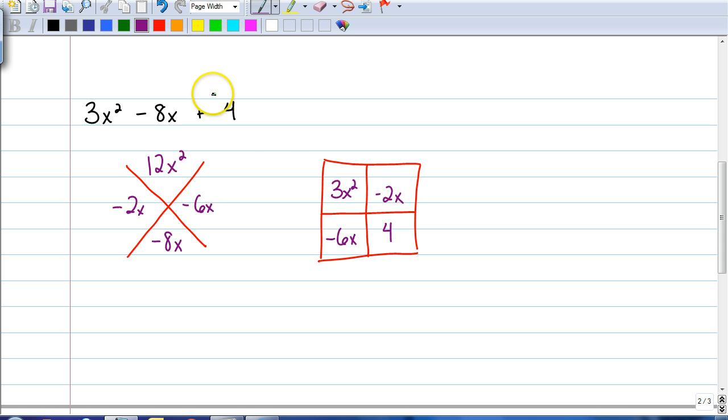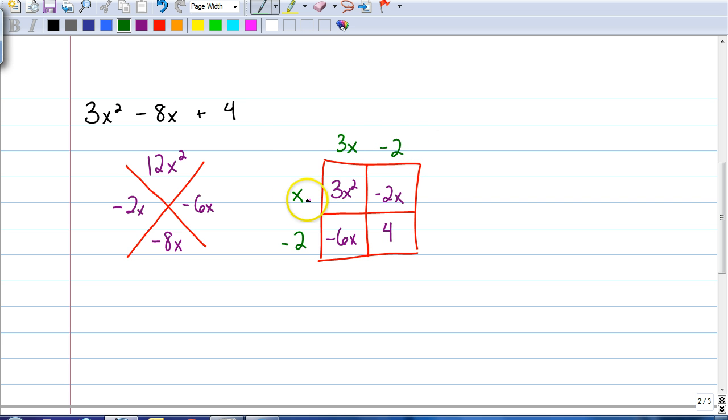So we're going to factor out here in the first row, we factor out an x. In the second row, we're going to factor out a negative 2. In the first column, we're going to factor out a 3x. They both have a 3 that divides evenly into 3 and negative 6. And they both have an x in common. In the second column, we're going to factor out a negative 2. Again, make sure that this works out.